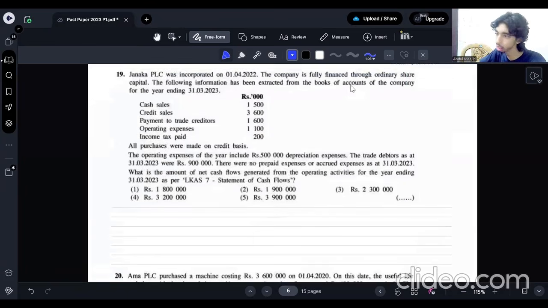Janaka PLC was incorporated on 1st of April 2022. So, it's a newly started business. The company is fully financed through ordinary share capital. The following information has been extracted from the books of account. What are they asking? What is the amount of net cash flow?